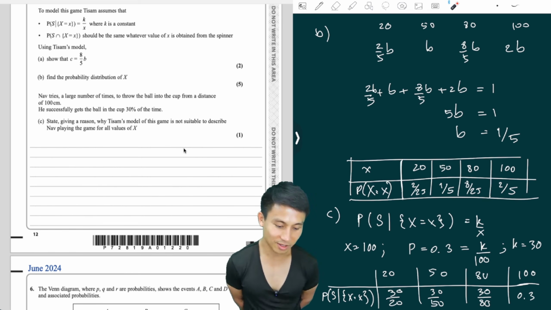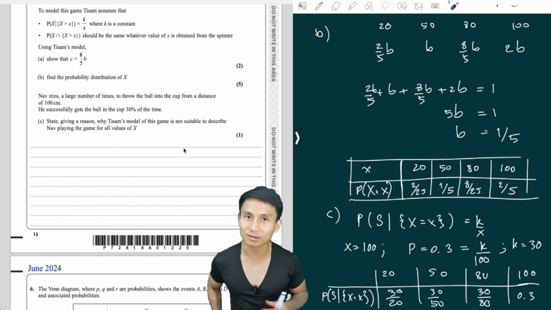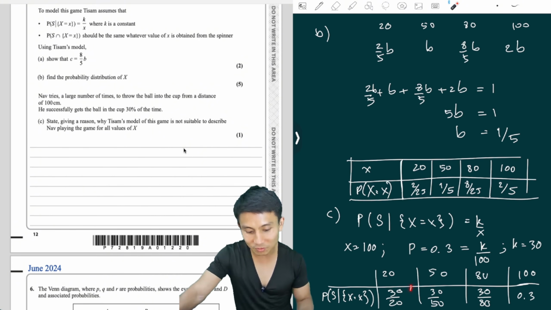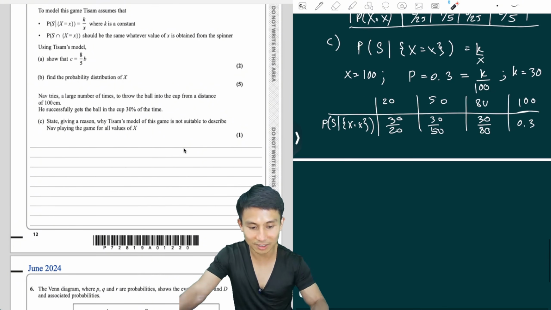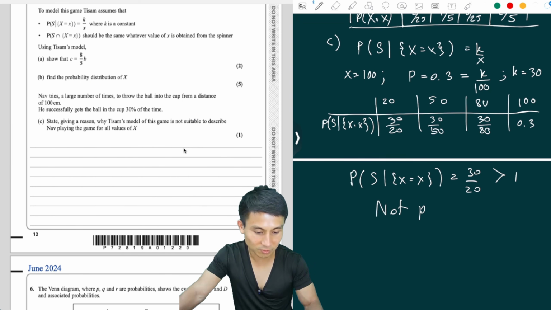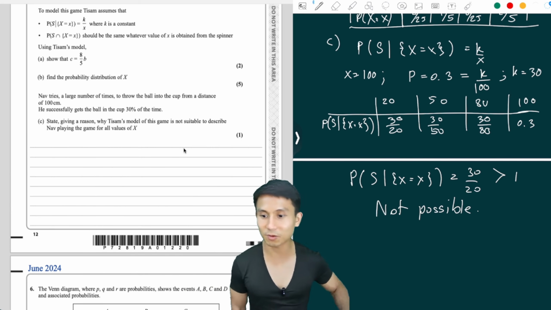possible. And for what it's worth, let's say this wasn't that bad. Let's say this was 10 over 20. Let's say that was 10. If you add these up, you're not going to get 1 either, right? But this is the most obvious thing to say. So P of X equals x is going to be 30 over 20, which is greater than 1, which is not possible for probability theory. And that's probably how you answer that one.